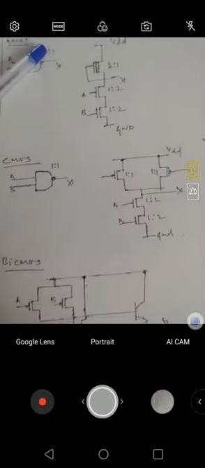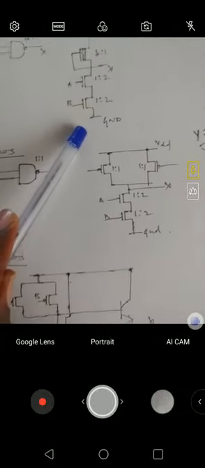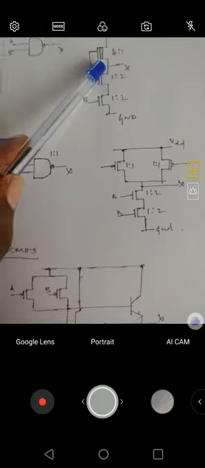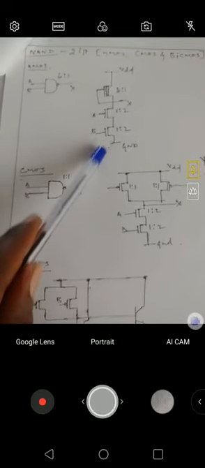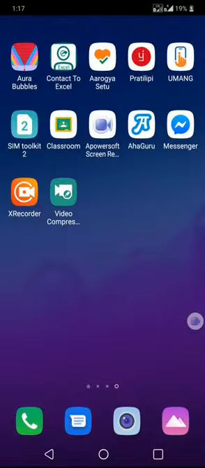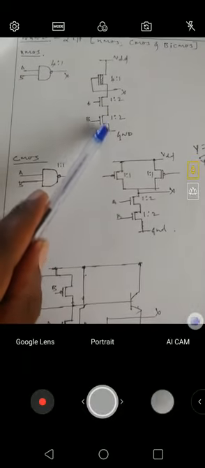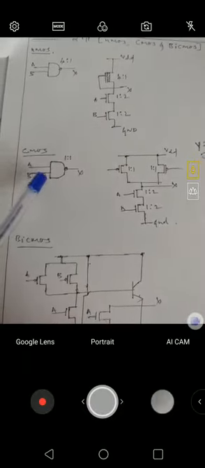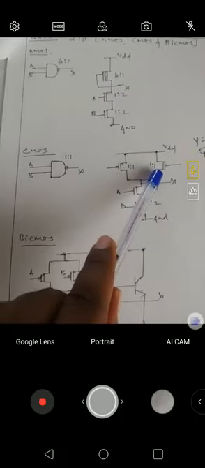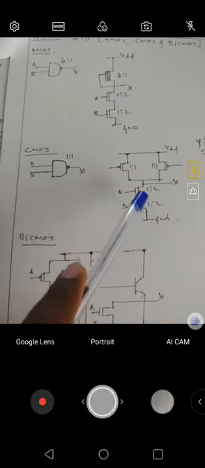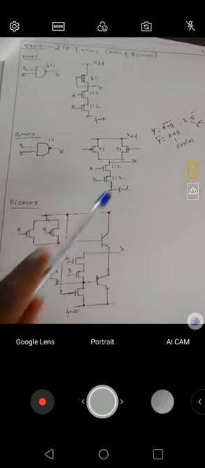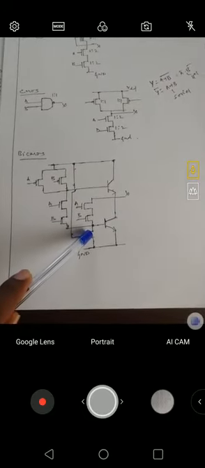Next one, NAND gate. This one is the NMOS design. Pull up is a depletion mode NMOS transistor, and pull down is a series connection of NMOS transistors. And in the CMOS design, a parallel connection of the PMOS transistors and a series connection of the NMOS transistors. Then this is the structure of the BiCMOS design NAND gate.